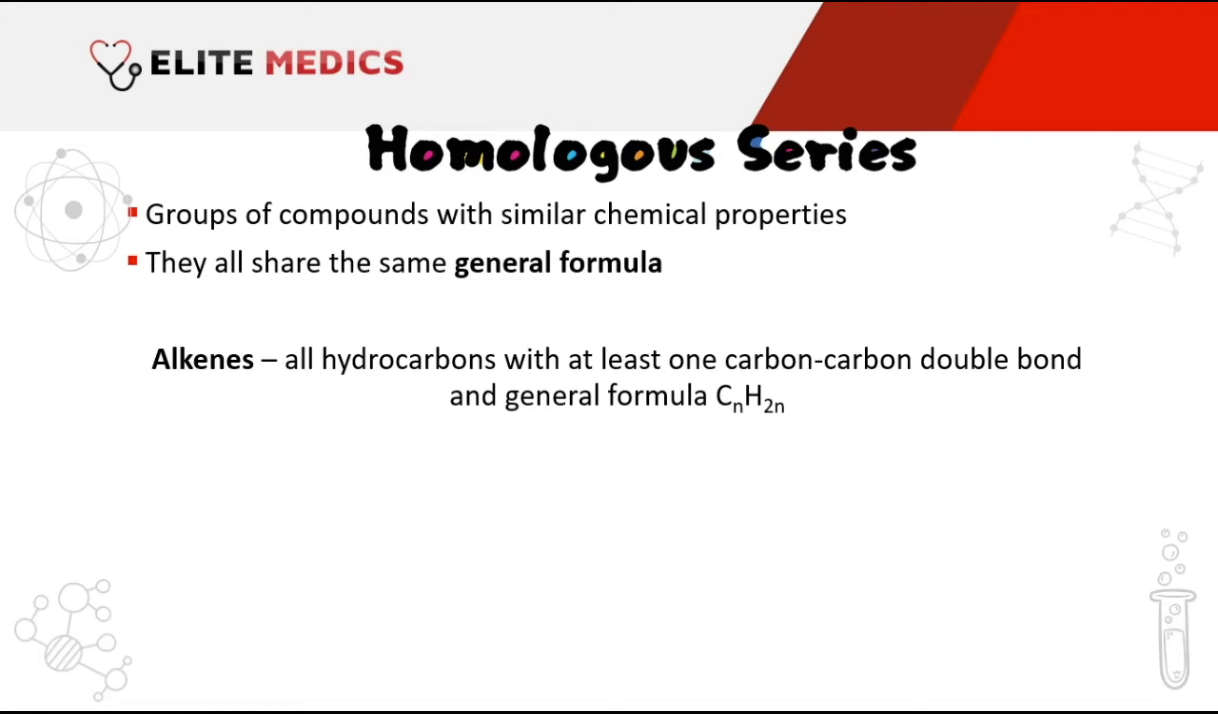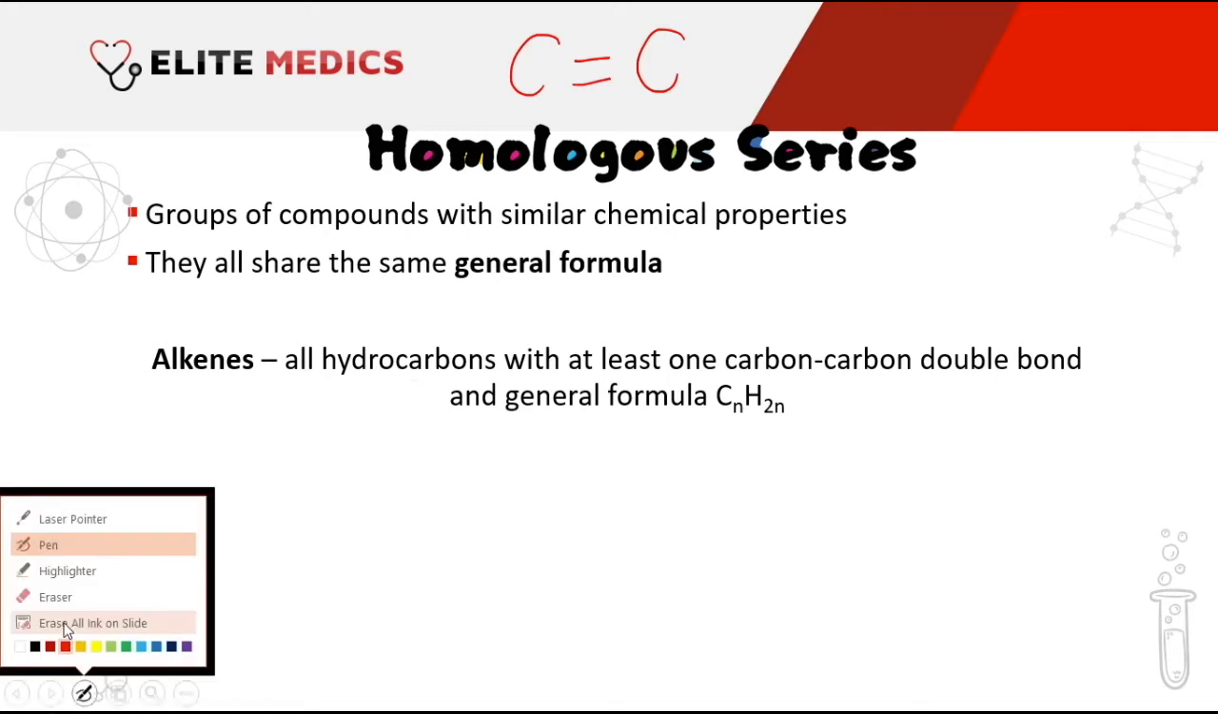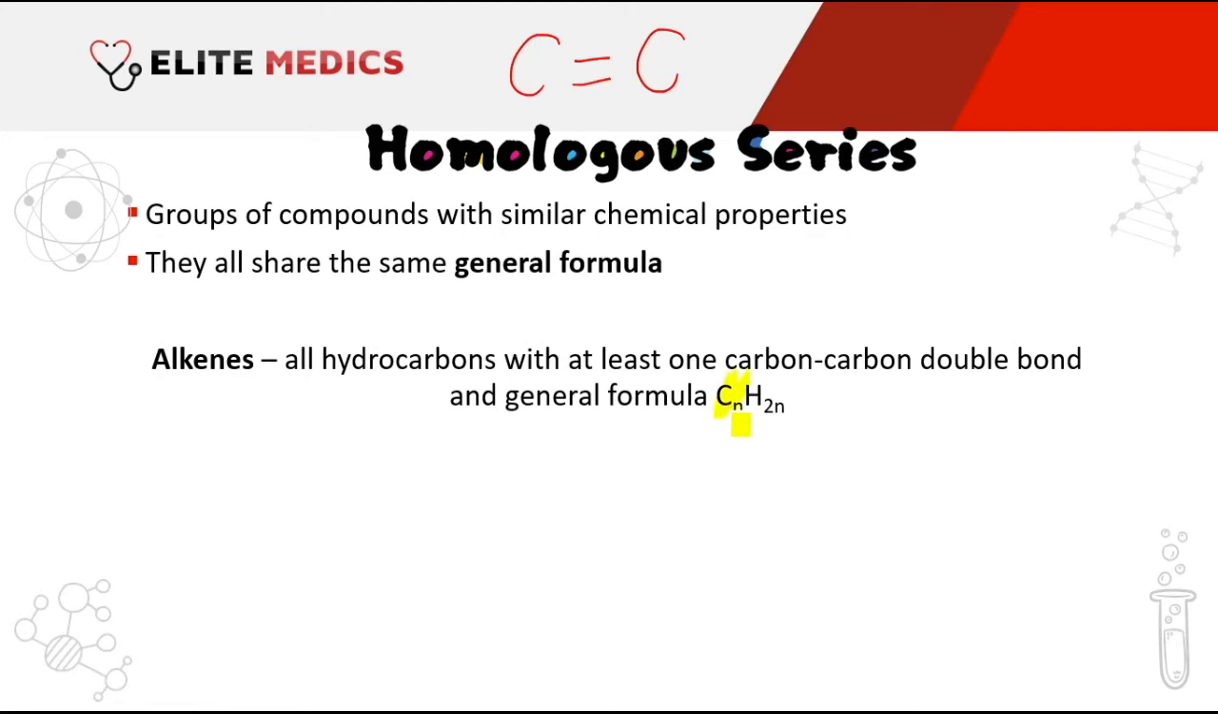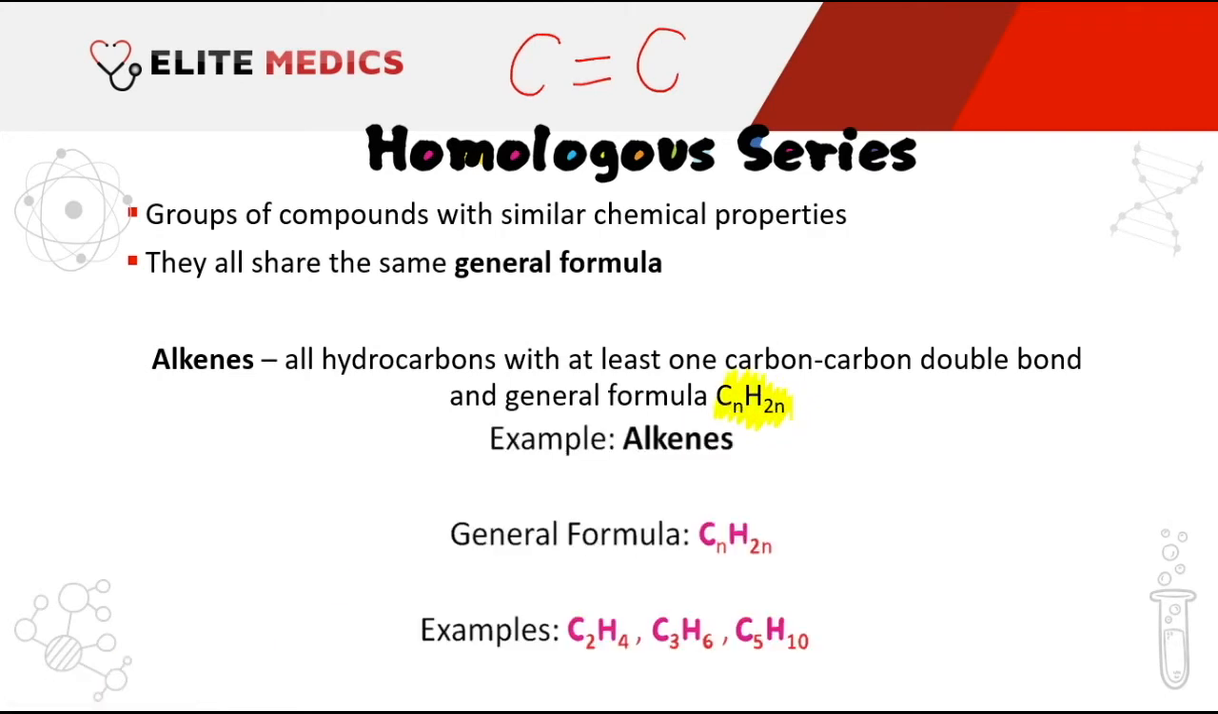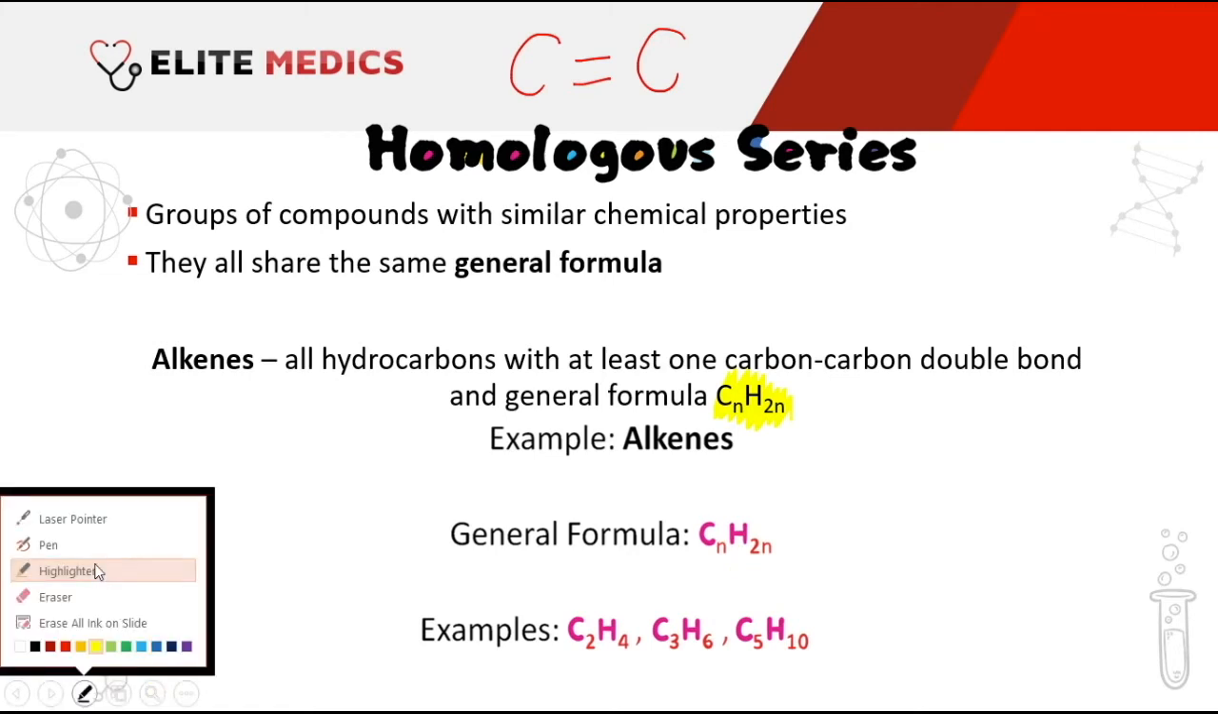So alkenes, the key thing about alkenes is that a carbon-to-carbon double bond is present. It's a game changer. It's an unsaturated carbon-to-carbon double bond. And then it obviously constitutes a different general formula. And here the formula is CnH2n, which is a little bit easier. So if we took this as an example, the general formula is then CnH2n.